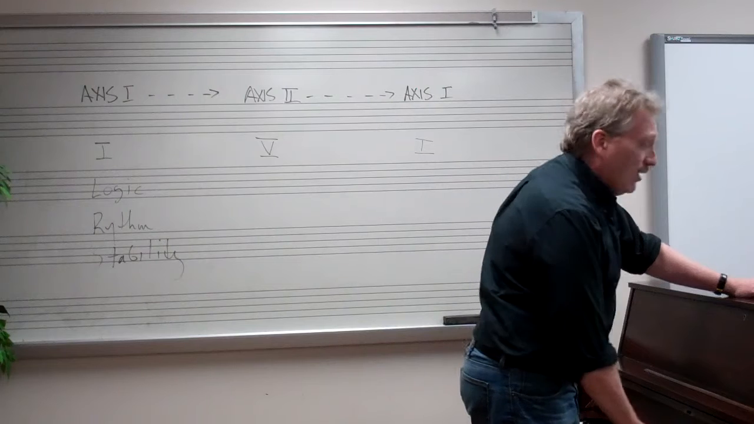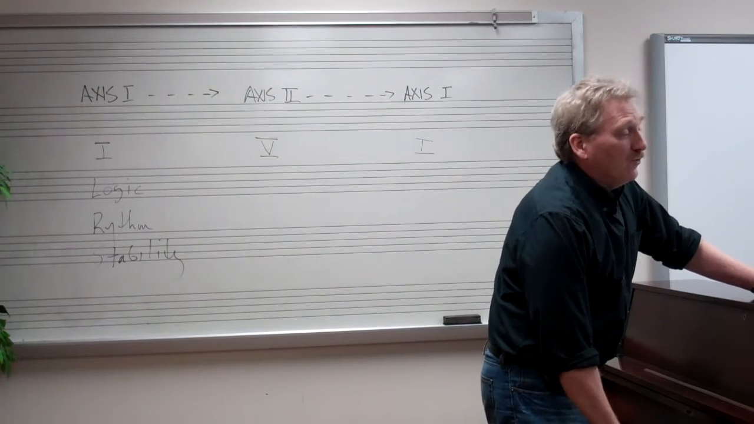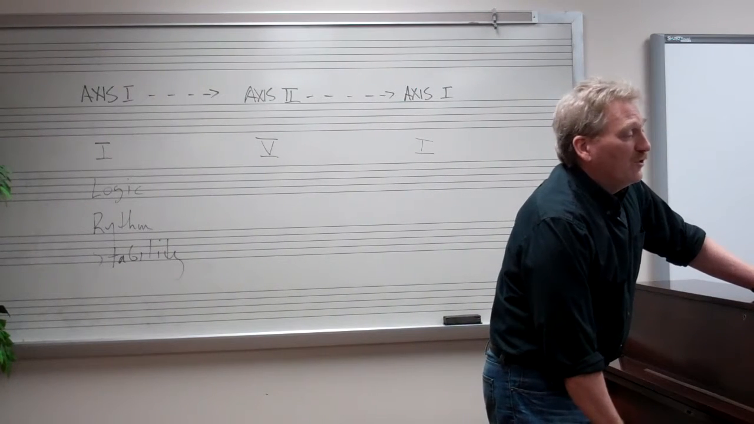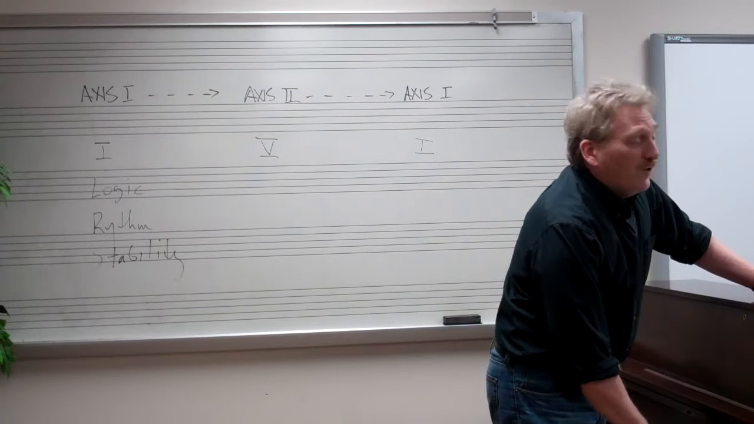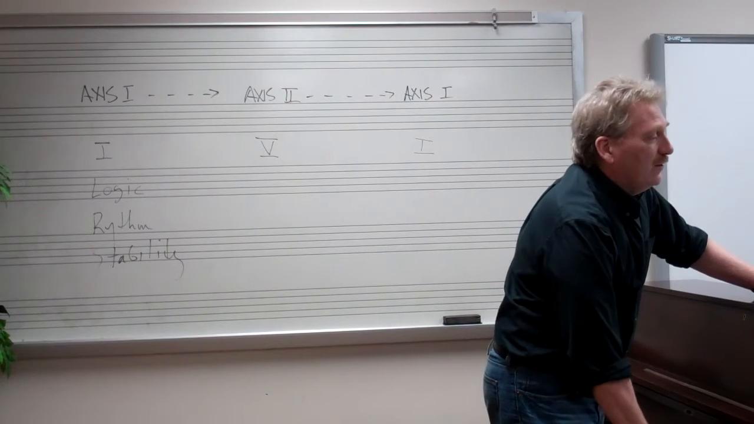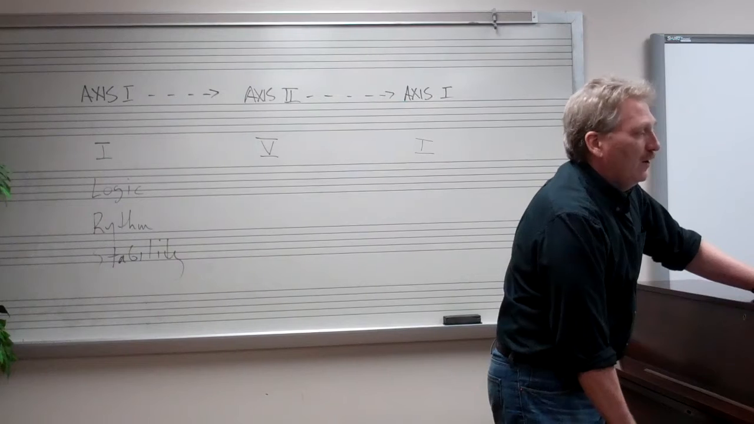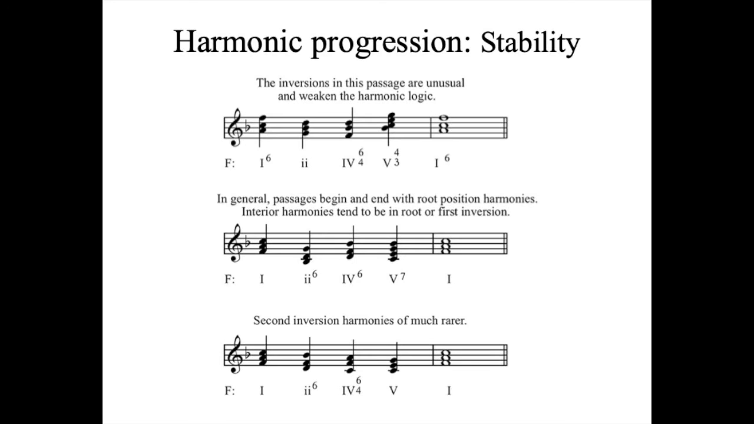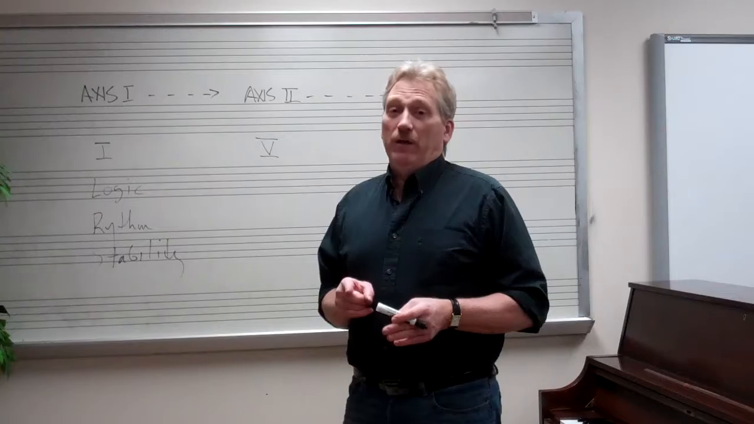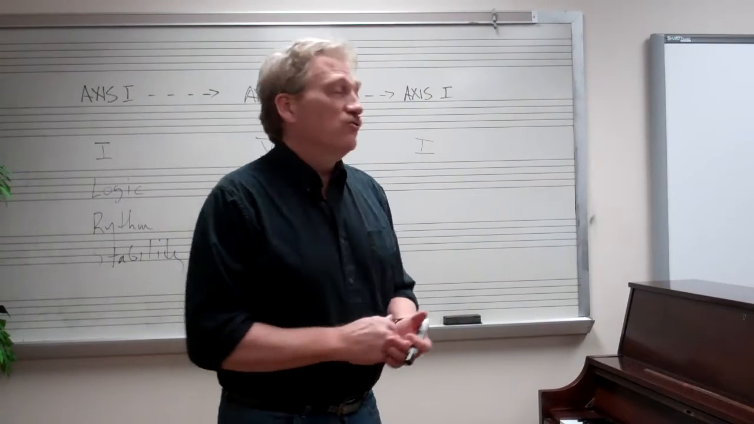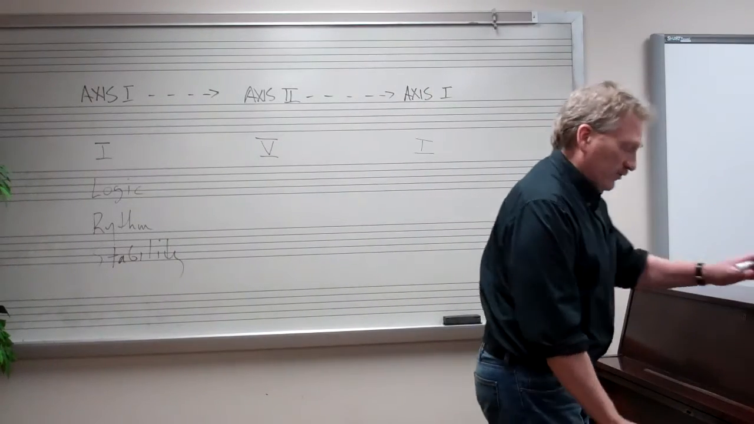Here I'm going to use a progression in F major. We're going to go with tonic, supertonic, subdominant, dominant seventh, and tonic again. Now those were all in root position. Arbitrarily, I'm going to choose to invert some and not to invert others.